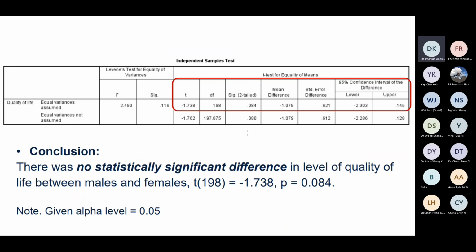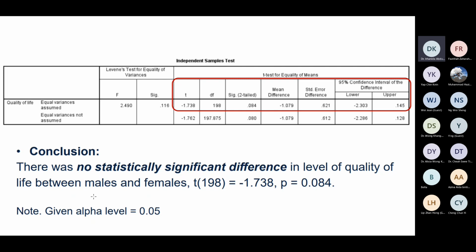If we want to interpret the result of the independent sample t-test, the first thing we need to see is the Levene's test. The second is the t-test for equality of means. So over here, we know already there was no statistically significant difference in the level of quality of life between male and female, because the sig value is more than 0.05. And then we need to report the t value, the df value, as well as the two-tailed sig value here.